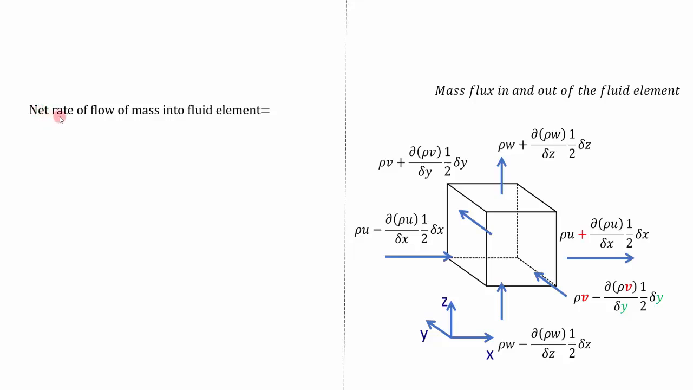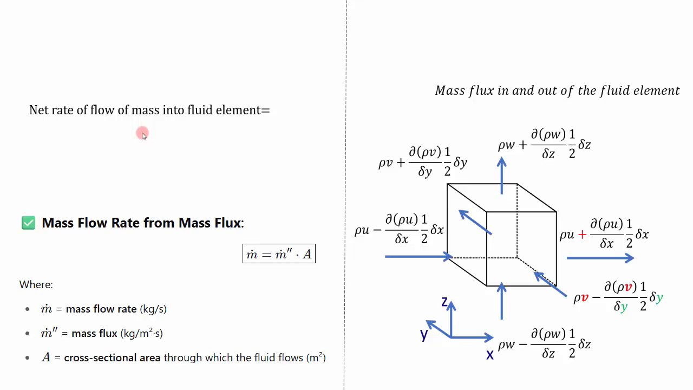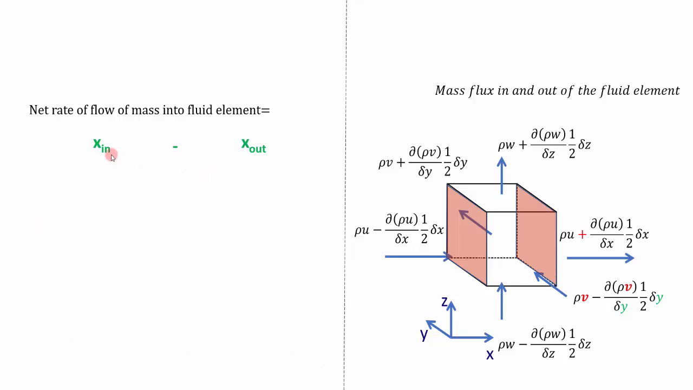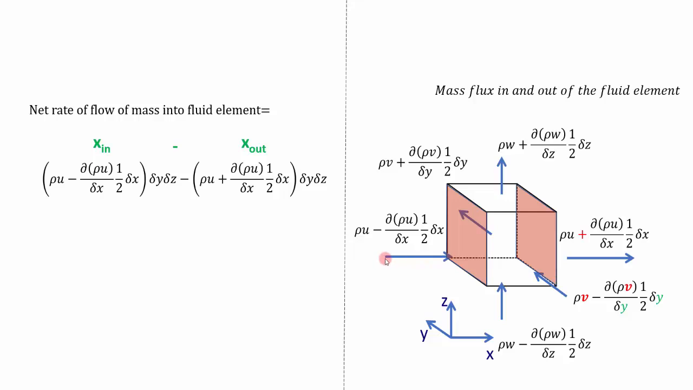So now let us see the net mass flow rate into the element. So the difference between the mass flux and mass flow rate is the inclusion of the area, as we have discussed previously. So in order to mention the mass flow rate, we have to multiply the area to this mass flux. So mass flux in minus mass flux out along the x-axis, already we have this equation. This is the mass flux in and this is mass flux out. That should be multiplied by the area across which it is crossing. So this is the x-axis velocity. So this is the cross-sectional area.